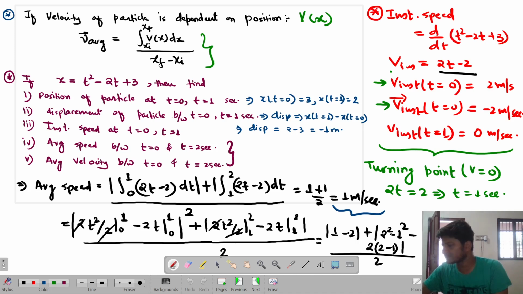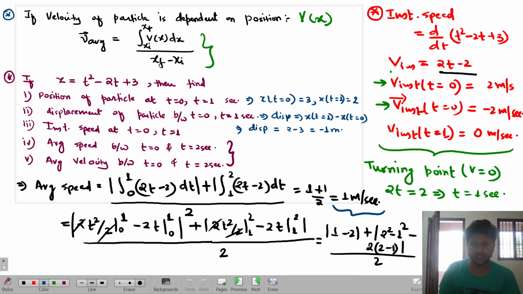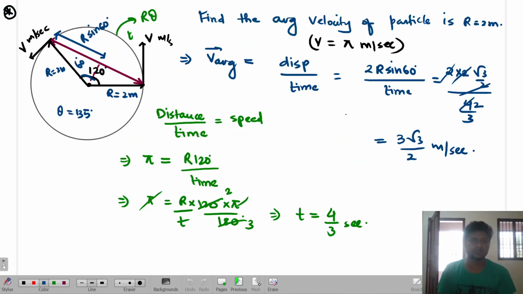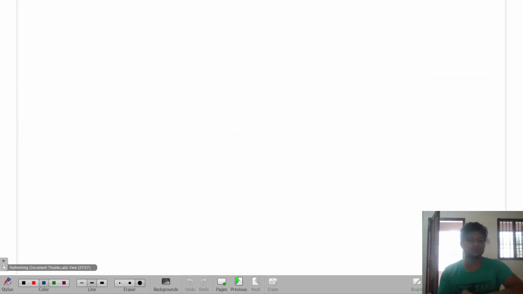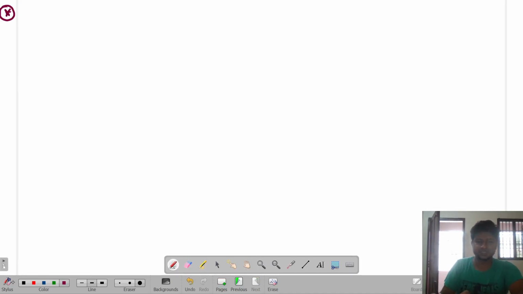Displacement given. I think we have almost done every type of it. Got it? Now, let us move on to the next topic today. Average velocity and all we have done. Let us move on to the next topic, which we call acceleration.